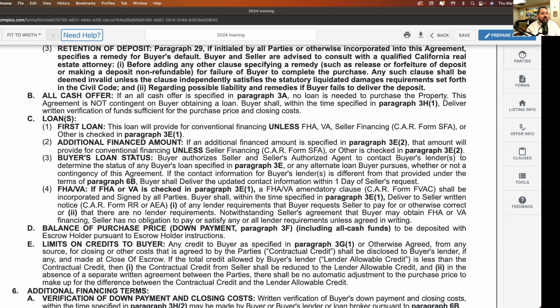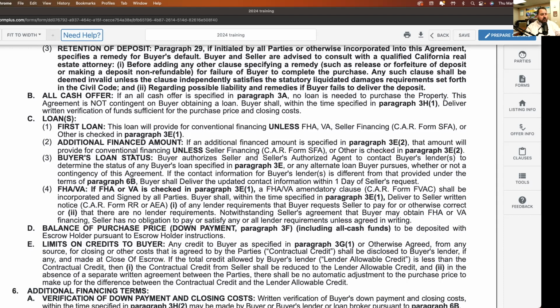FHA VA. If FHA VA is checked in paragraph 3E, an FHA VA mandatory clause shall be incorporated and signed by all parties. Buyer shall, within the time specified in 3E1, deliver to seller written notice, CAR Form RR or AEA, of any lender requirements that buyer requests seller to pay for or otherwise correct, or that there are no lender requirements, notwithstanding seller's agreement that buyer may obtain FHA or VA financing. Seller has no obligation to pay or satisfy any or all lender requirements unless agreed in writing.